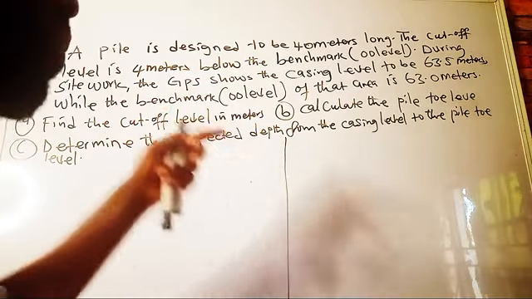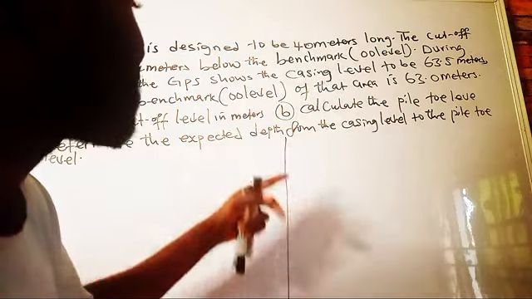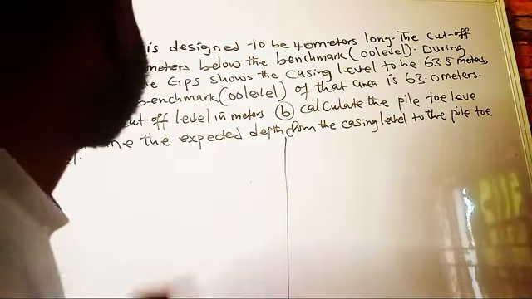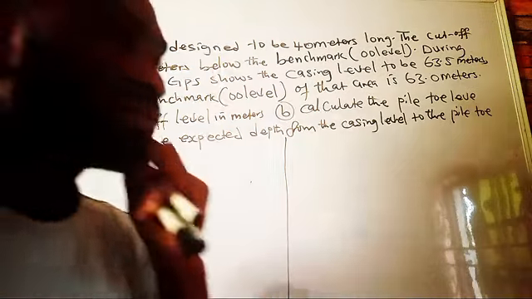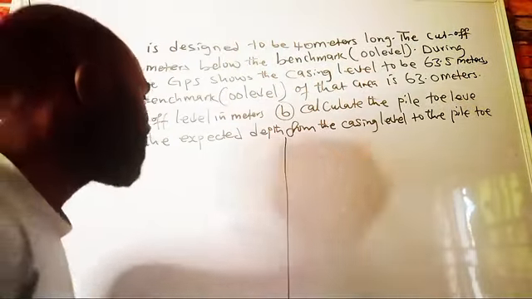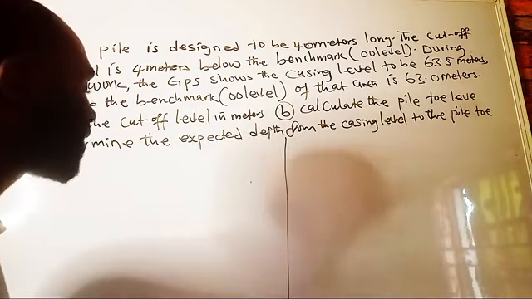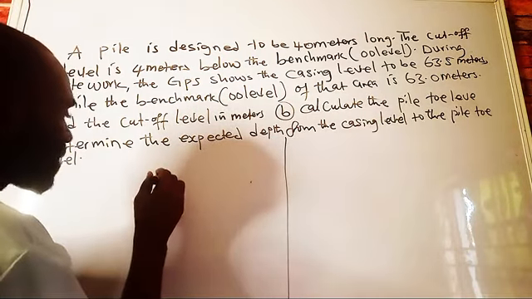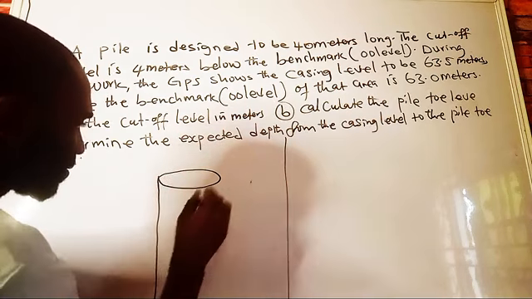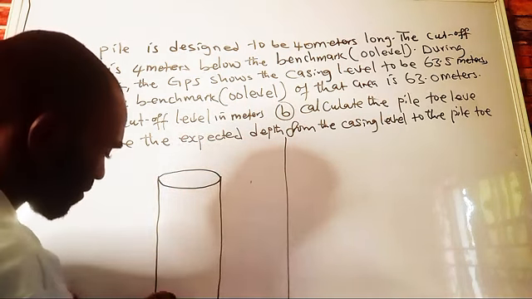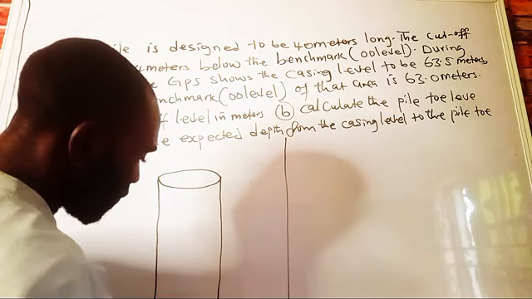There are some things you are going to point out from this question. The question says you should calculate the cutoff level in meters, calculate the pile toe level, and determine the expected depth from the casing level to the pile toe level. So now let me draw to show everybody. A pile is in the form of a cylindrical shape, so let's have something in the form of a cylinder like this. This is an example of a pile.